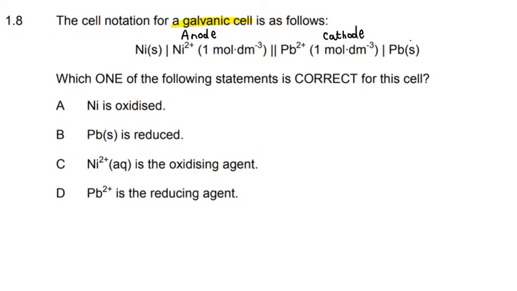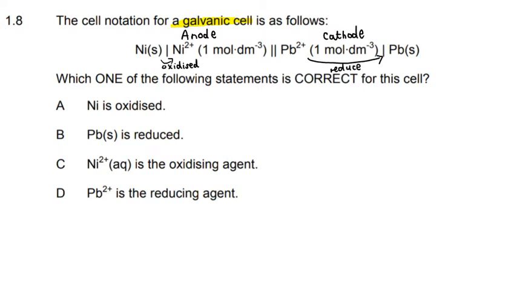Right, so if we check over here what's happening, you basically have a nickel anode, and then the solid nickel is being oxidized into nickel 2 plus ions. The electrons are going, and when they get to the cathode, they then get reduced, or they reduce, sorry, the lead 2 plus ions into solid lead.